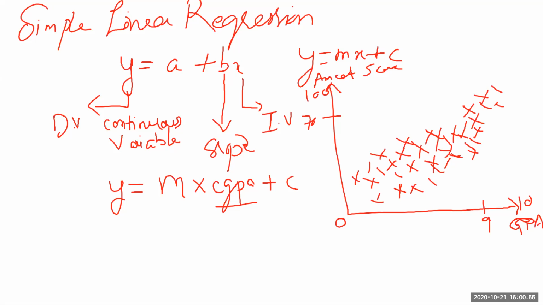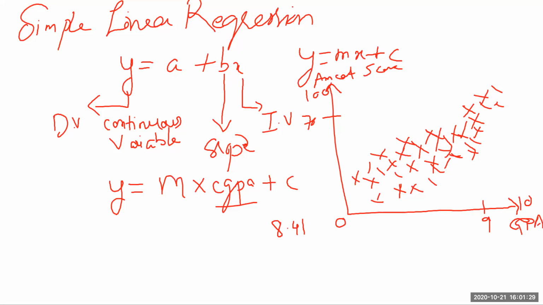Now, what is prediction here? Suppose there's a data set of 1,000 students, and among those there is no student available with a CGPA of, let's say, 8.41. You want to know that if a student had a CGPA of 8.41, what could be his AMCAT score? How do you predict this? And for that, you need a model.